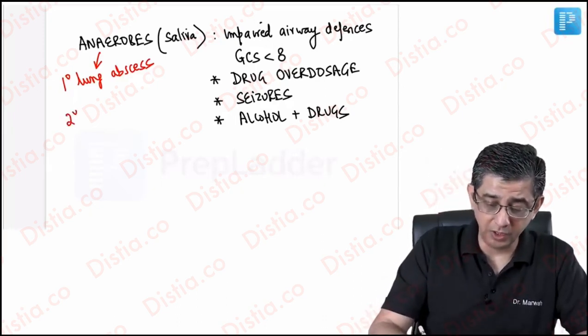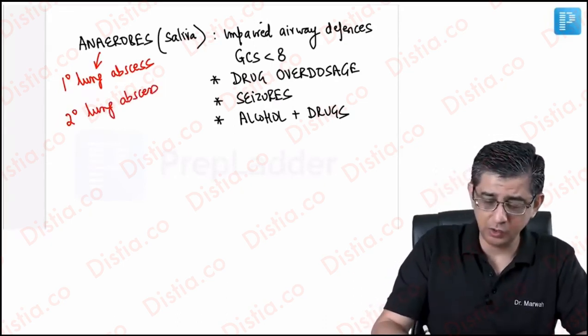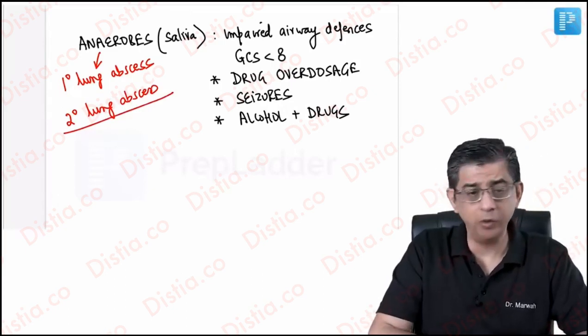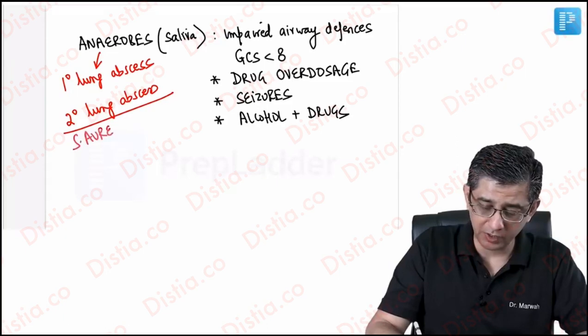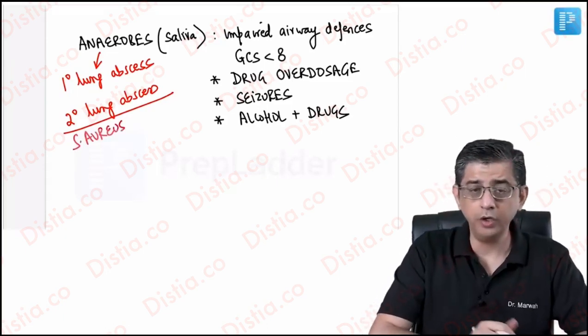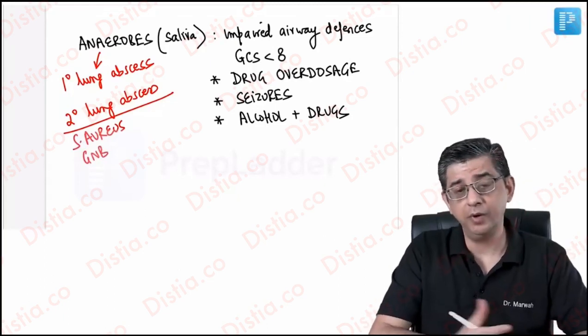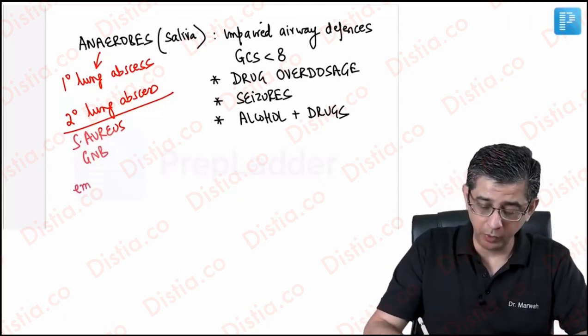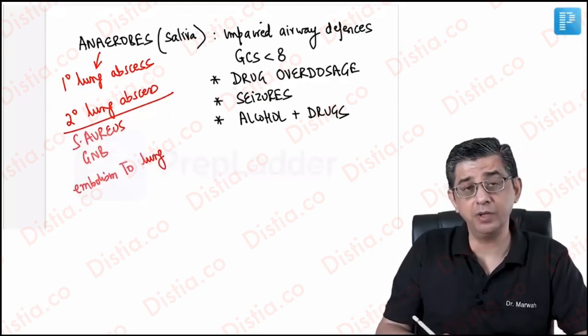But if he changes the MCQ slightly and asks what organism is responsible for secondary lung abscess, then the answer is not anaerobes. Then I'm not talking about aspiration. Then you have to think in terms of Staphylococcus aureus, or you have to think regarding gram-negative bacteria. Or for that matter, he could also talk about embolism of bacteria to the lungs. Now, where is this embolism coming from? It is coming from the heart.